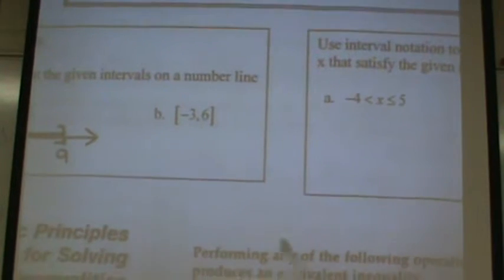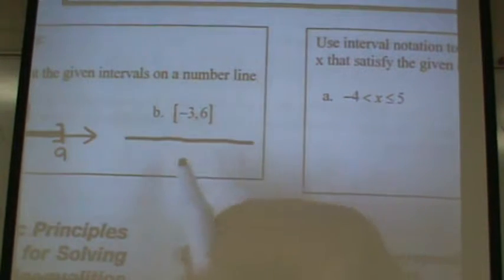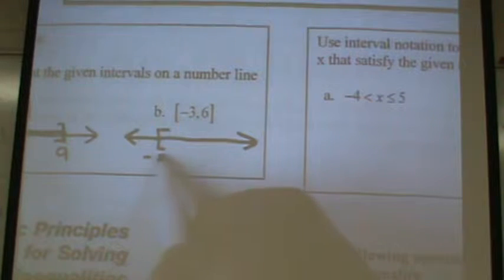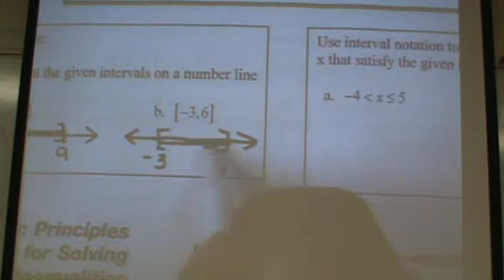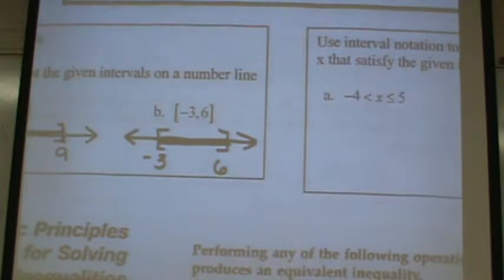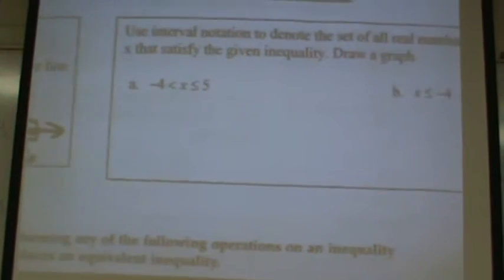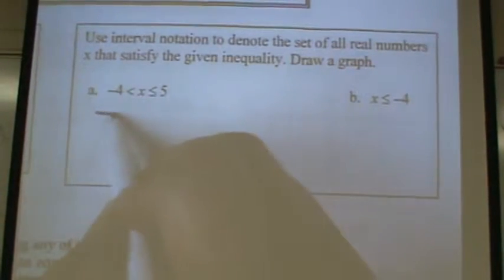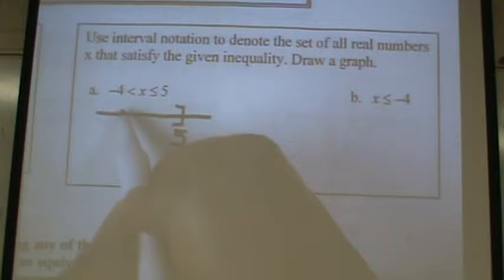Okay, how would you do letter B? Bracket -3, bracket 6, and you'd shade it in between, right? These are easy. How about letter A? Can you write this in interval notation? What does it look like? A 5 with a bracket. I'm doing the graph of it.